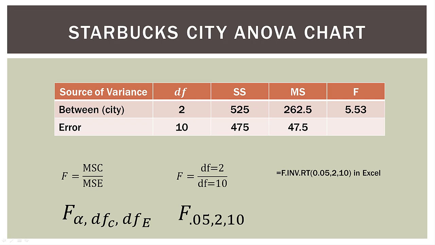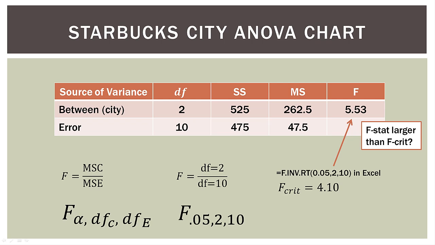So 0.05 is our alpha, 2 is the degrees of freedom in the numerator, or MSC, and 10 is the degrees of freedom in the denominator, or the MSE. Now when we do that, we come up with an F critical value of 4.10. That's what it gives us back.